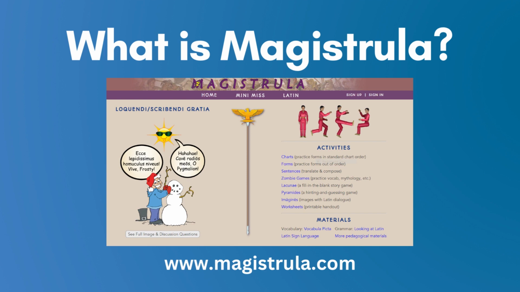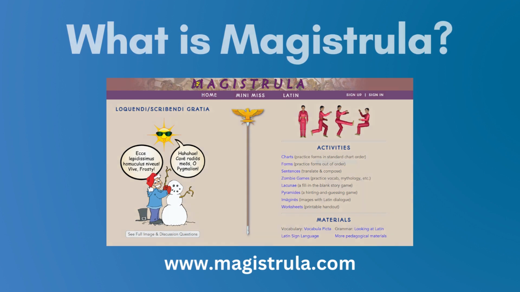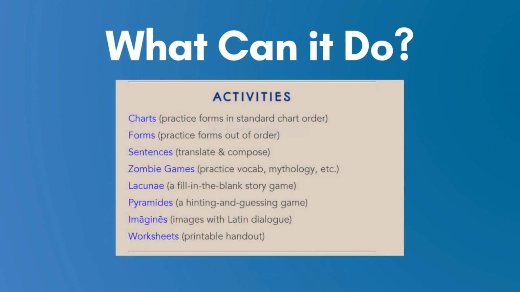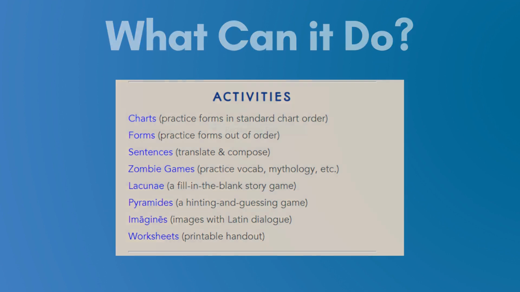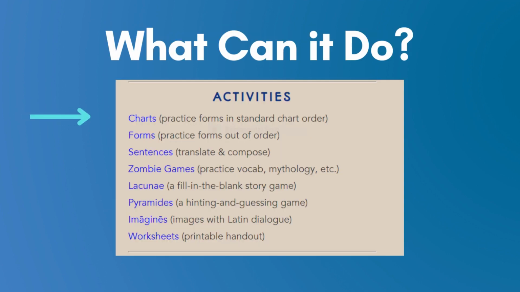So if you go to Magistrula, this is what the main page looks like. And you notice there's a bunch of different things happening here. But the first question is, what can you do with it? On the right-hand side, the first thing you'll see says activities. And you see things like charts, forms, sentences. If you're curious what these are, they're all different ways to practice your Latin. And there's a little explanation in the parentheses too.